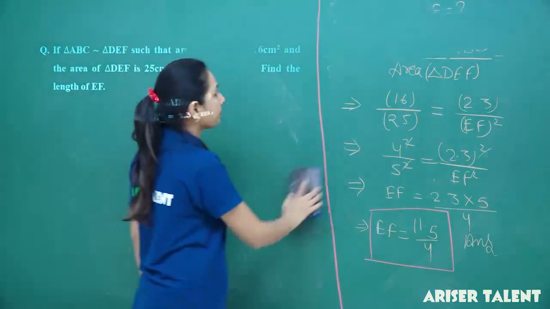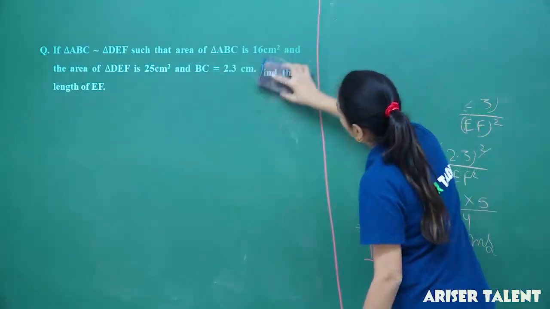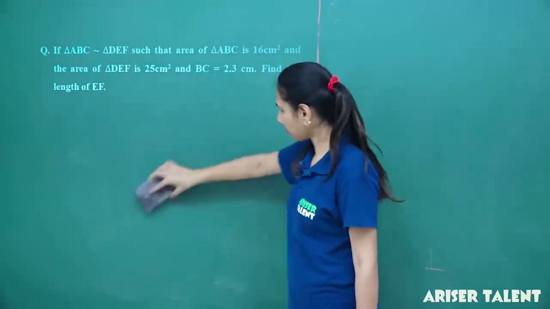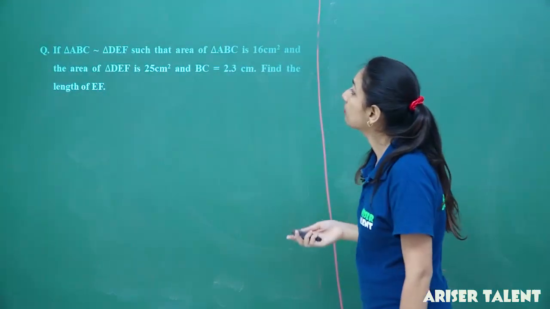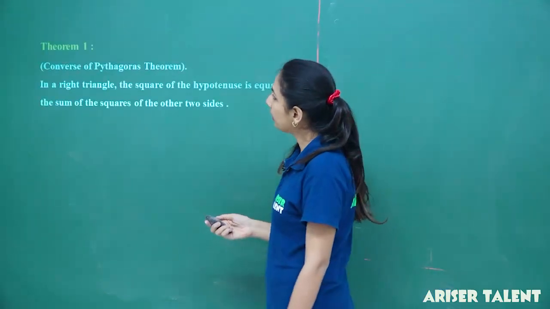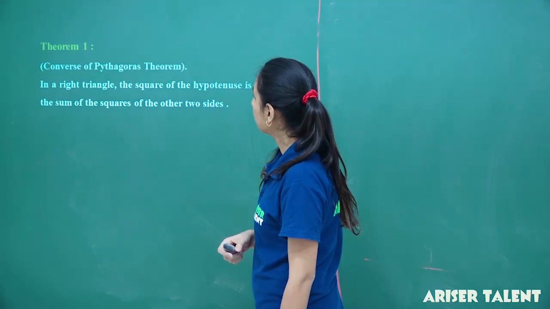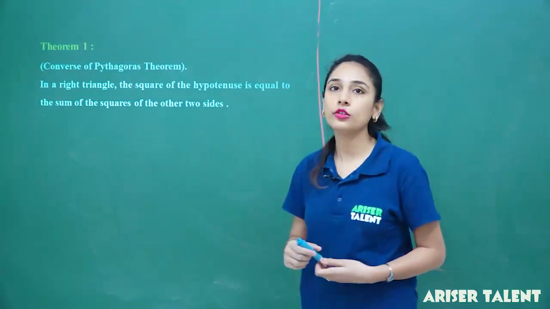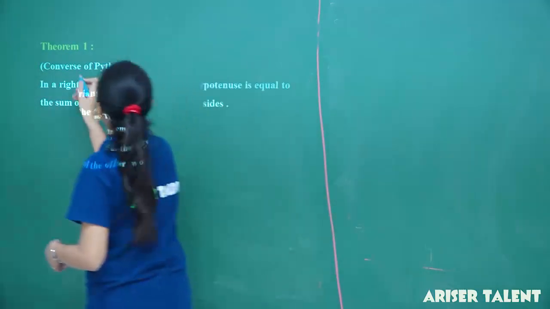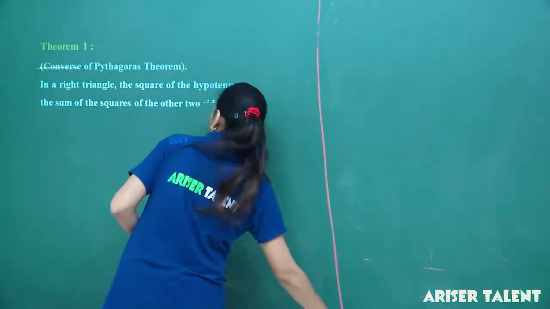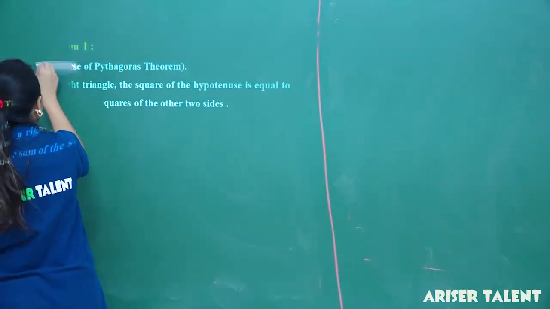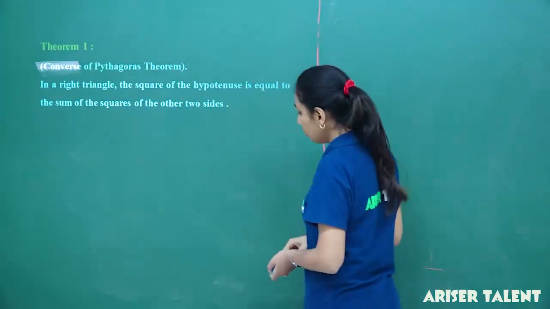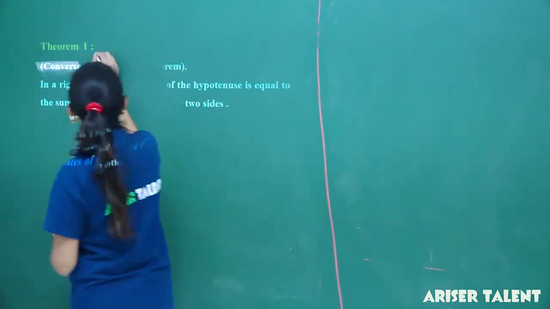Now students, what is next? Okay, let's see. Theorem. Converse of, in a right angle triangle. This is not the converse of Pythagoras theorem, it's the Pythagoras theorem itself, students. So correct it. Forget this converse, we have to prove the converse later. So Pythagoras theorem, only this.